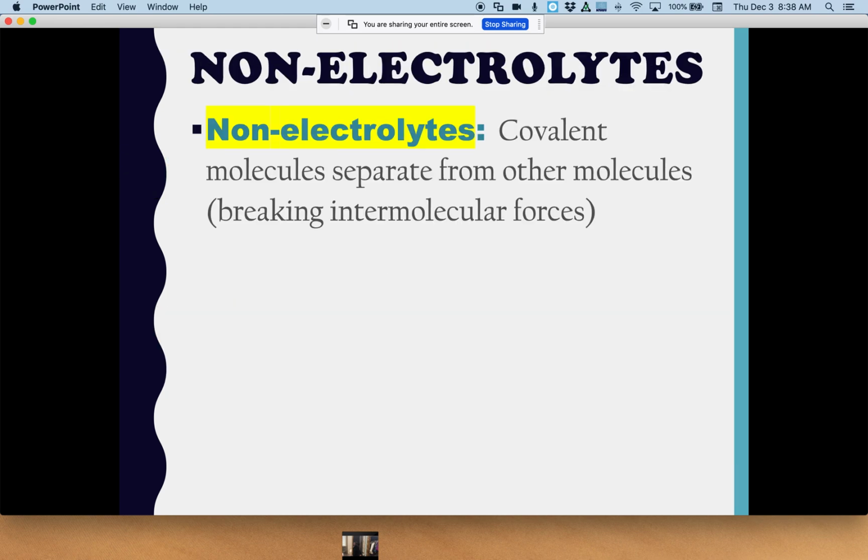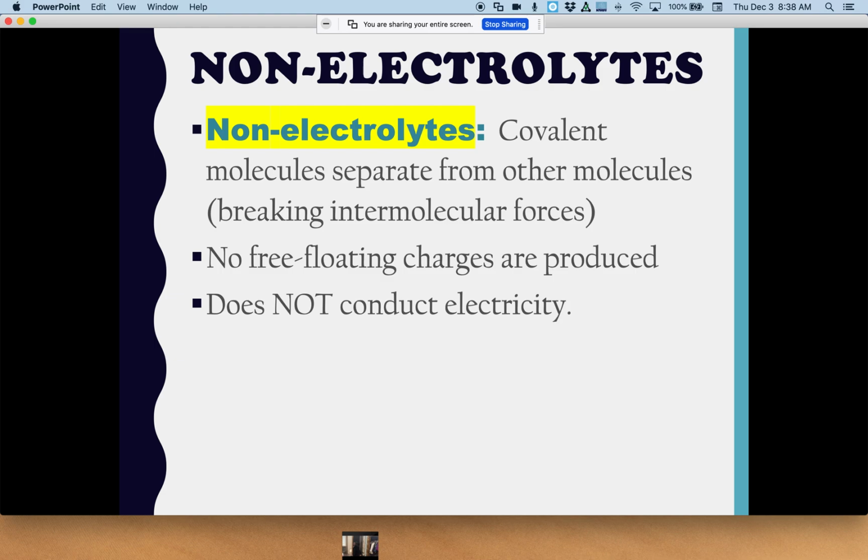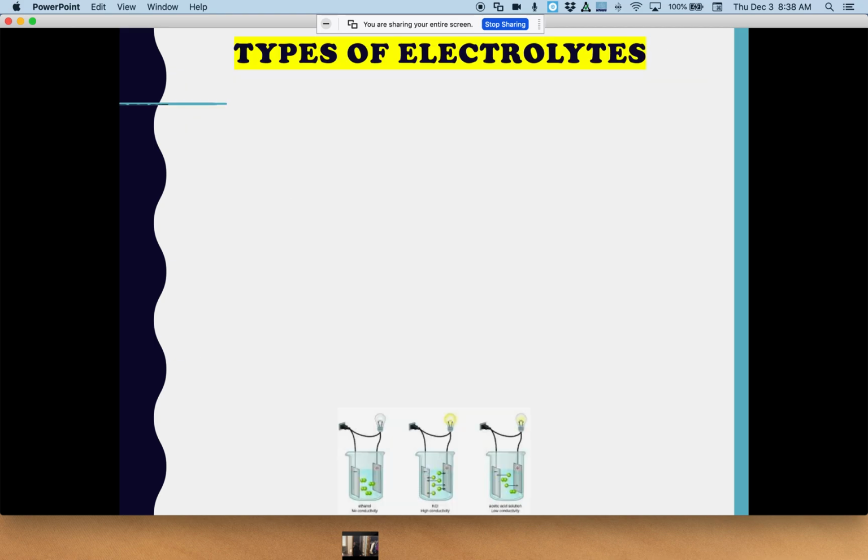These are what we call non-electrolytes. And these are typically covalent molecules when they dissolve. And they are non-electrolytes because they do not produce free-floating ions. And as a result, they do not conduct electricity. So typically, what you're going to be asked on the quiz is, here's a compound. Is it an electrolyte or is it a non-electrolyte? And basically what you're looking for is, is it ionic or is it a covalent molecule? Is it a metal and a non-metal, or is it two non-metals? That's kind of what you're doing throughout this.